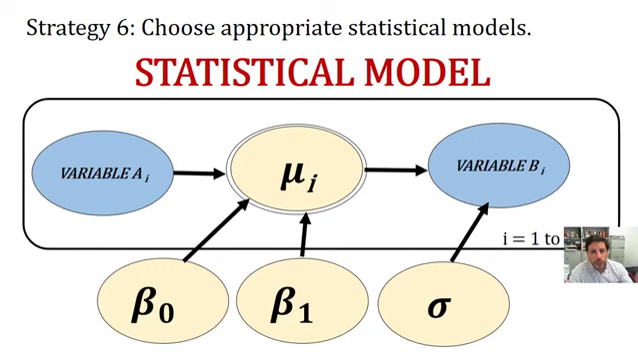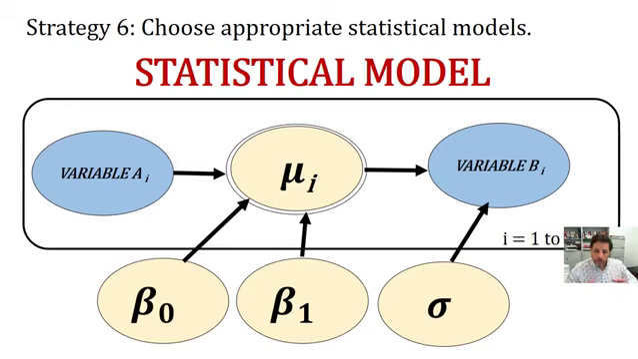The 6th strategy is to choose appropriate statistical models. And you may think, well, we already talked about the probabilistic causal model. So what's the difference between the causal model and the statistical model? Well, I like to emphasize this difference because in psychological research, we tend to emphasize the statistical model. For example, you will see a lot of studies that use regression design or ANOVA, analysis of variance design, or a t-test design. These are the statistical models. They are not the models of things that are going on in the world.